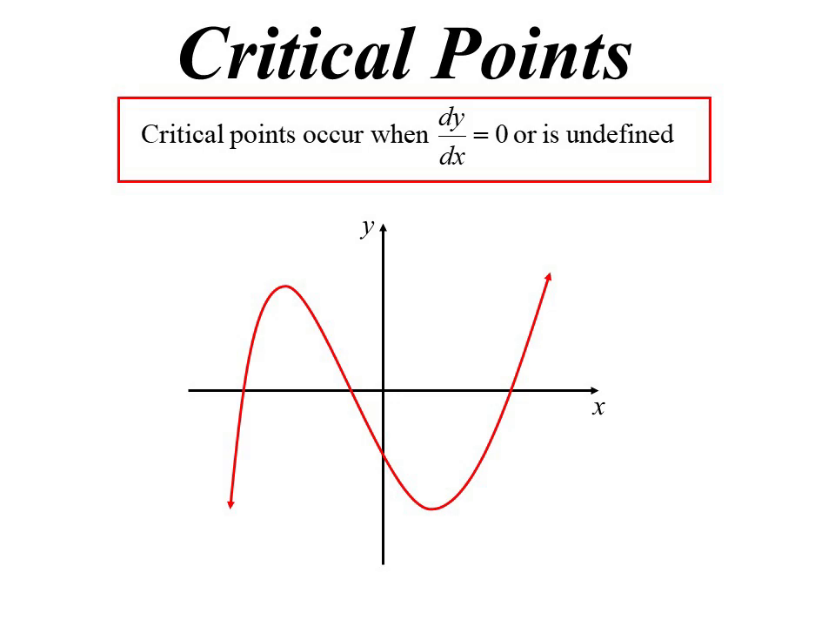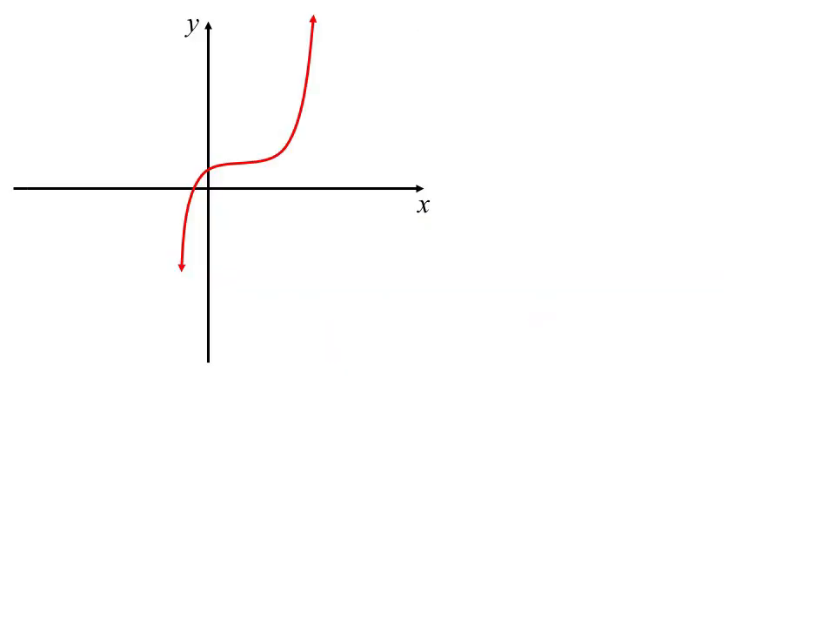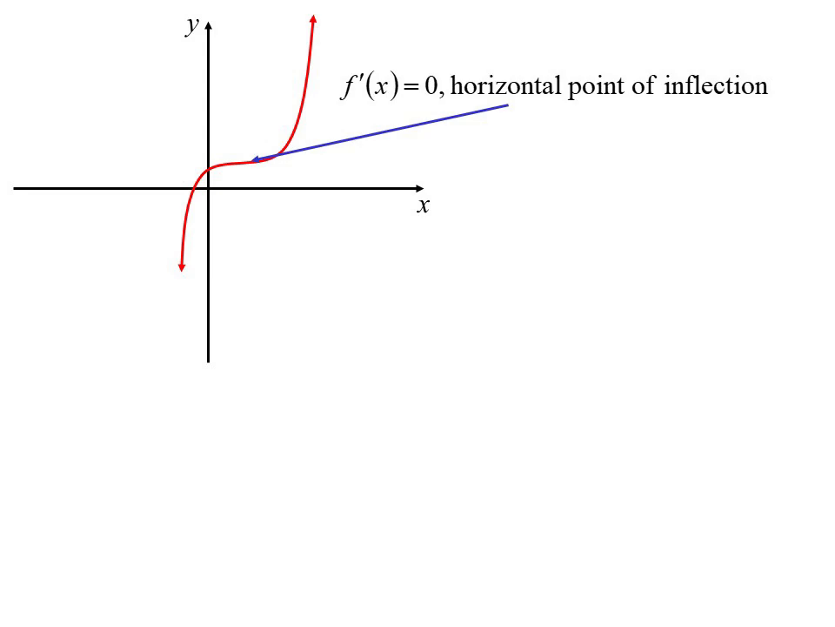Here it looks like a cubic. We have maximum turning points, that would be when the derivative is 0. We have minimum turning points, again, that is when the derivative is equal to 0. They are critical points, although I suppose we have a better name for those ones, we call them stationary points. The other type of stationary point we tend to see is one like that, where at that point we have a horizontal point of inflection.